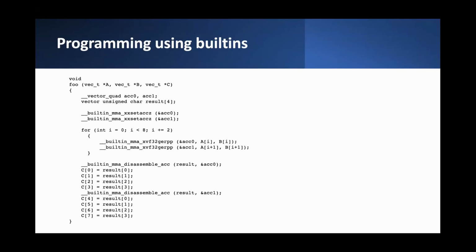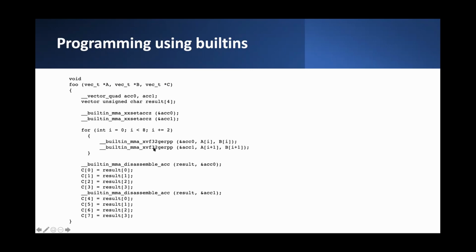This is a simple example to show how to use these MMA built-ins. As I said, vector quad is a data type that we use to represent an accumulator. And then set accumulator zero is used to zero out the accumulator. So before we get into the loop, it is better to zero out the results so that even if there are any old results in the accumulator, we can just zero them out.